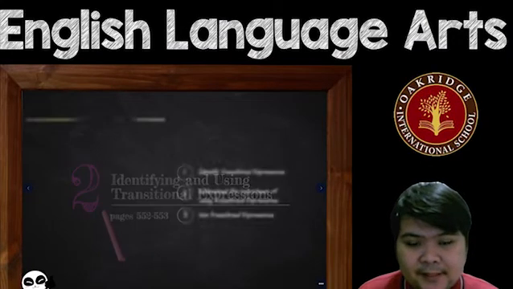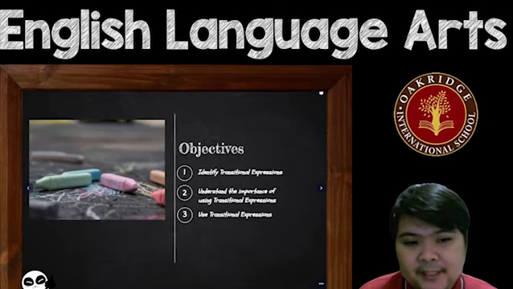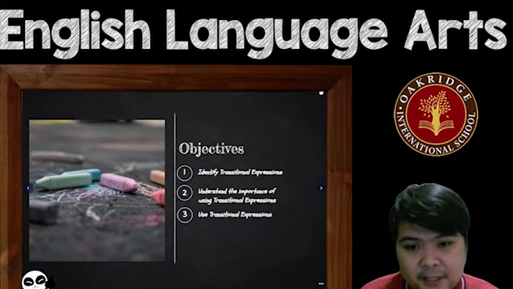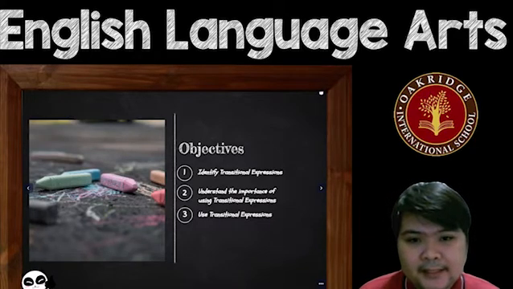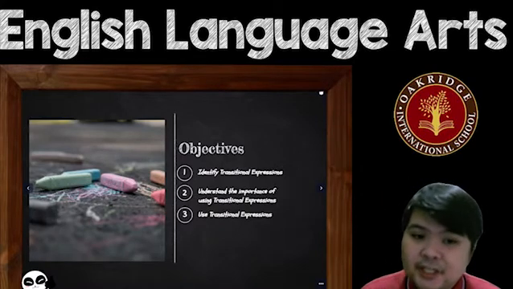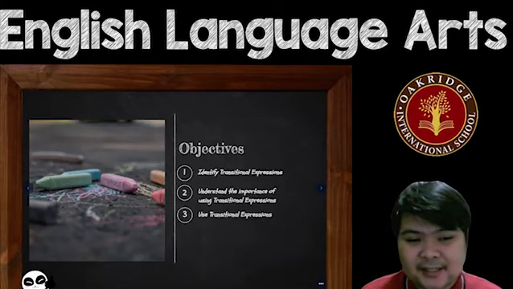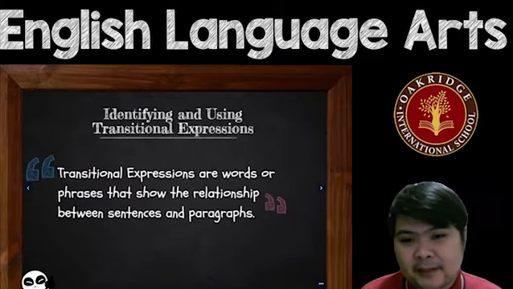Alright? First things first, guys, what are our objectives? Our objectives are simple. Number one, identify transitional expressions. Next, we also would like to understand the importance of using transitional expressions. And the third one is to be able to use transitional expressions. Alright? So, let's jump right in.